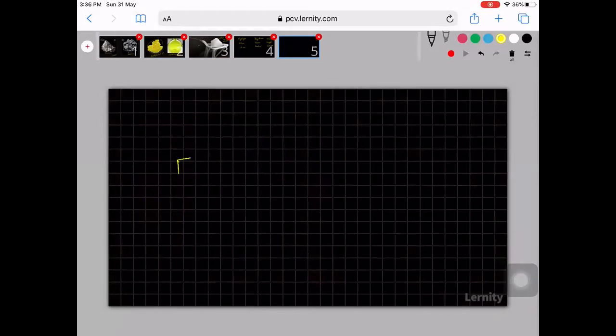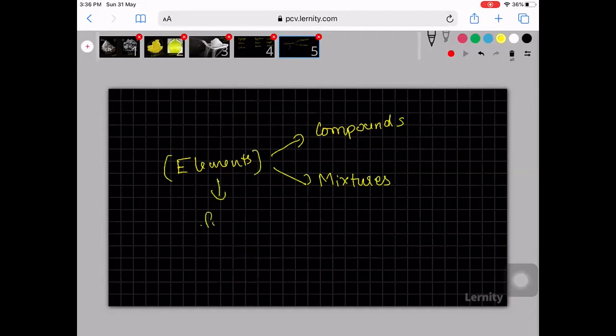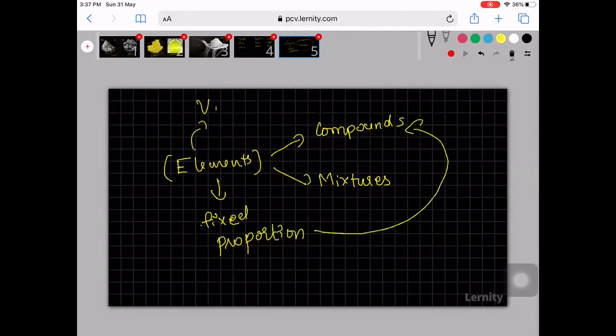And I also told you that elements combine to form compounds, and when elements combine, they also form mixtures. Elements will combine in fixed proportion to form a compound. And when the same elements combine in variable proportion, they form mixtures. So when elements combine in fixed proportion, they form a compound, and when they combine in variable proportion, they form mixtures.